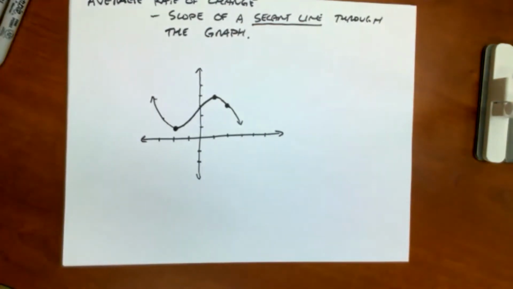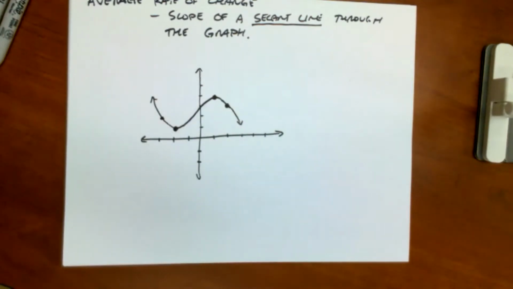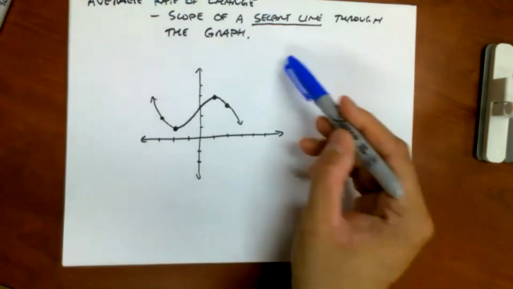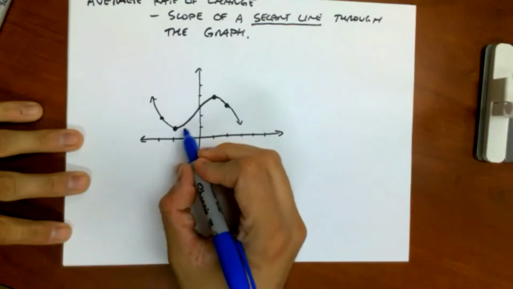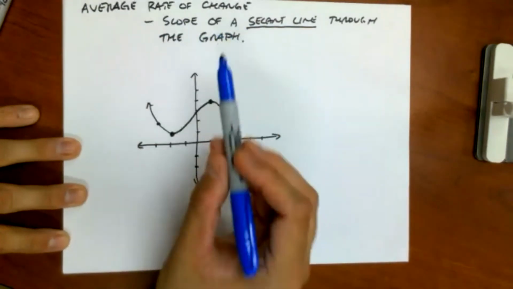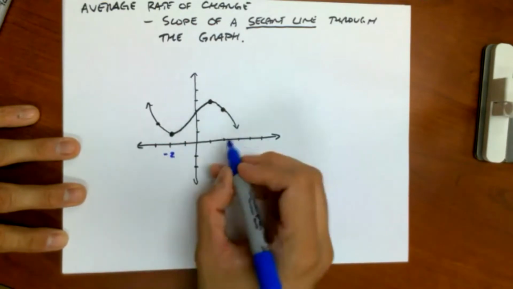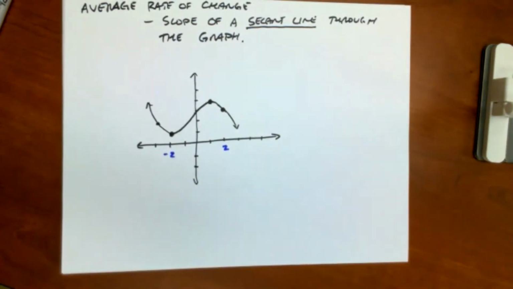So we can see that it goes through these 3 points, and a secant line just cuts through. Actually, I'm going to choose another point here. Okay. Secant lines just cut through the graph. It's a straight line. So secant lines are just straight lines that cut through the graph. So let's say I wanted to find the average rate of change from x equals -2 to x equals +2. Okay? So the question would look like this.